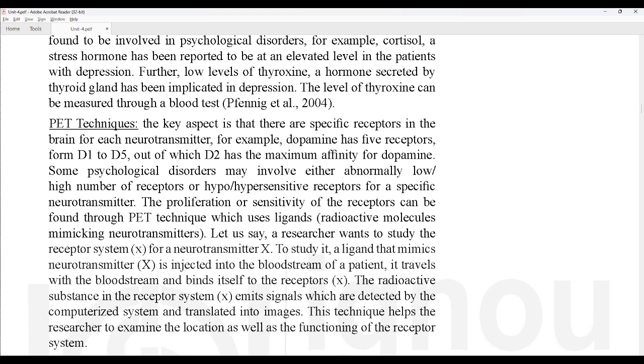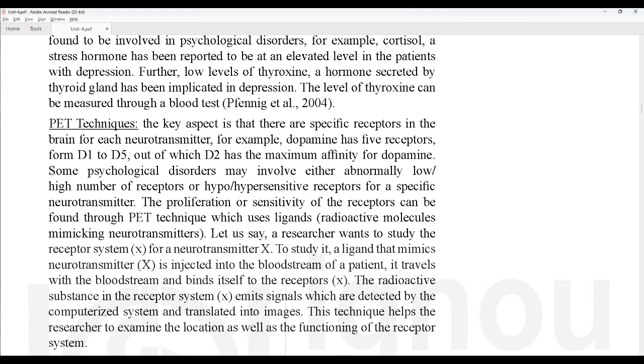2004. PET techniques. The key aspect is that there are specific receptors in the brain for each neurotransmitter. For example, dopamine has 5 receptors, from D1 to D5, out of which D2 has the maximum affinity for dopamine. Some psychological disorders may involve either an abnormally low or high number of receptors or hypo/hypersensitive receptors for a specific neurotransmitter.